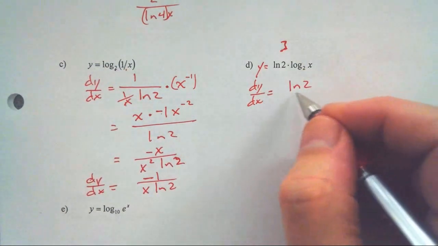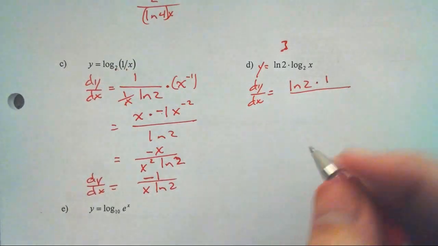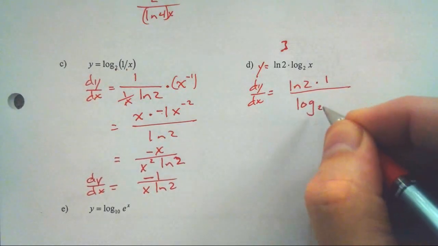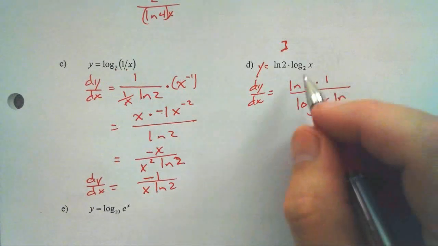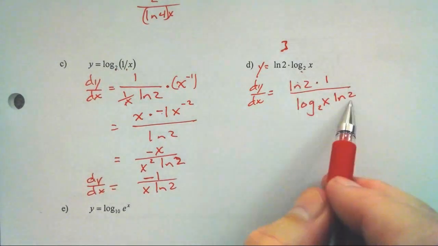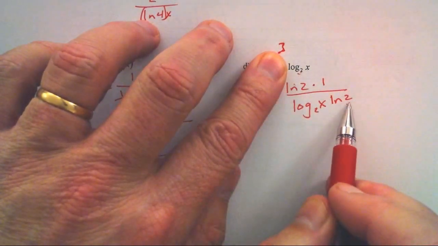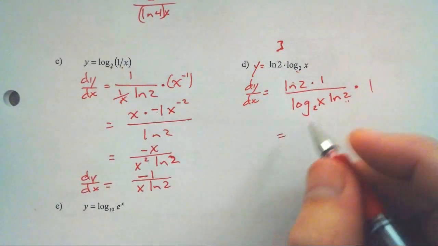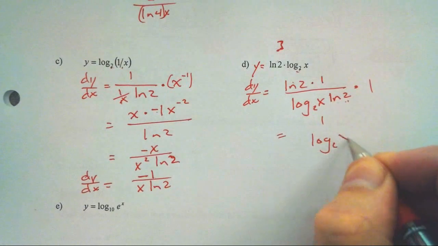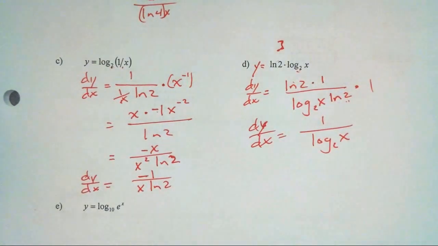ln 2 times, would normally be a 1 here. I'll put the 1. That's fine. It wants to be 1 on log base 2 of x, but we compensate with that with ln 2. Not this ln 2, but the rule is, because it's not base e, we got to compensate with ln 2 here, times the inside derivative 1. ln 2's cancel, and we get 1 on log base 2 of x, dy/dx. Oh, this isn't so bad.